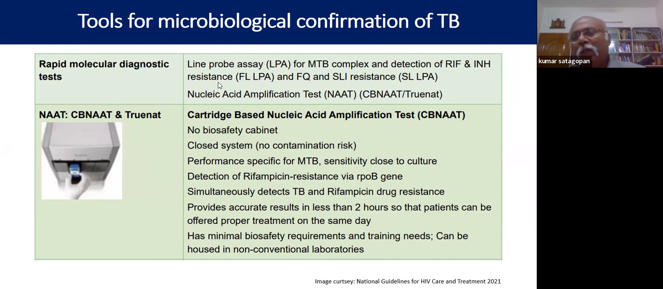So it requires very minimal biosafety. It is an excellent tool. Now we have more than 1,000 CB-NAT centers in India, and all medical colleges and all the DTDOs have CB-NAT. More than 1,000 centers are there, and more than 200 TrueNAT centers are there. Then comes the line probe assay. This is nothing but an electrophoretic pattern. Bands will come in a pattern on the paper.